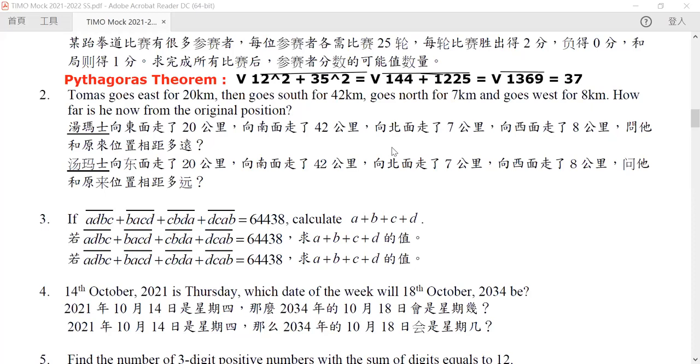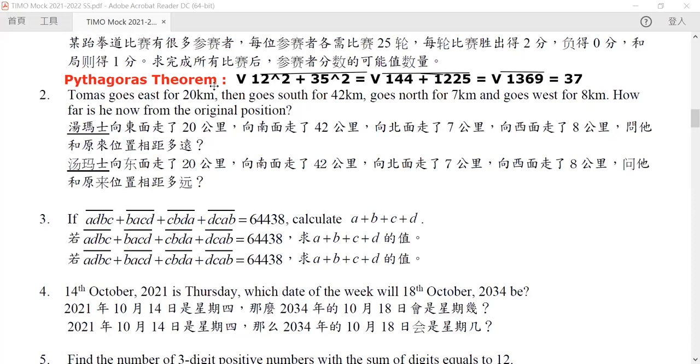So this is the root of 1369. Now, do remember to take the square root of it. Pythagoras theorem says that the square of the hypotenuse is equal to the sum of the squares of the two other sides. So we need to take the square root of it. Okay. Wonderful. Now let us go to our third question.